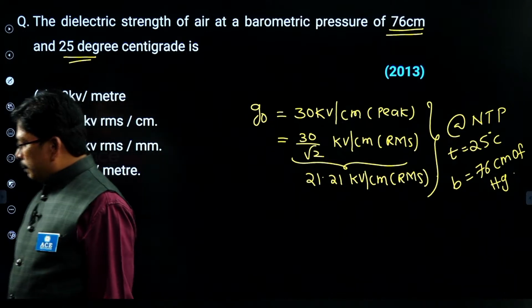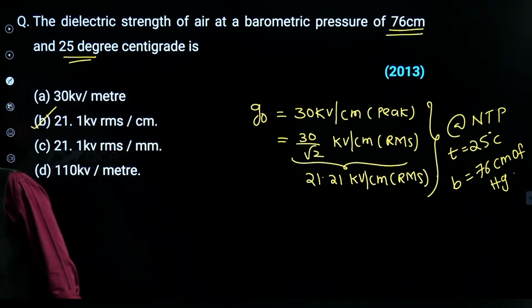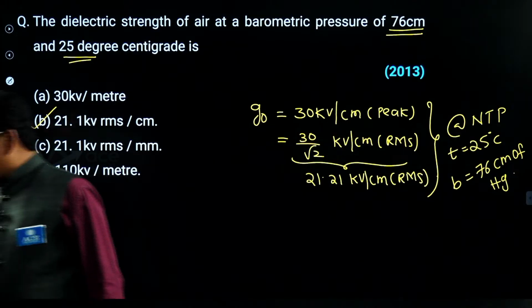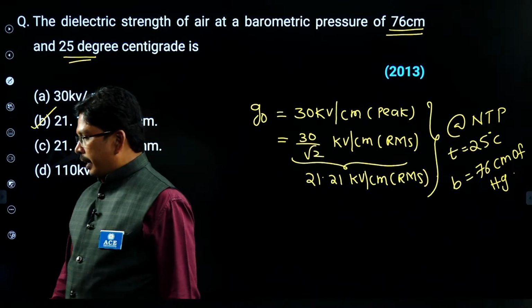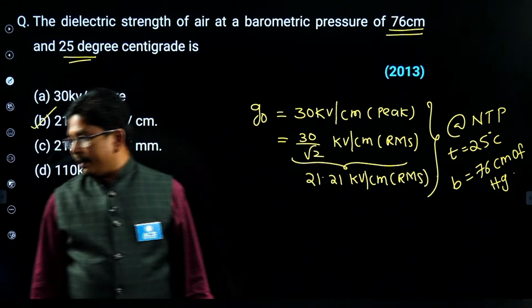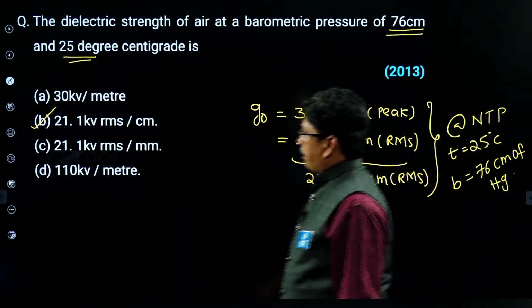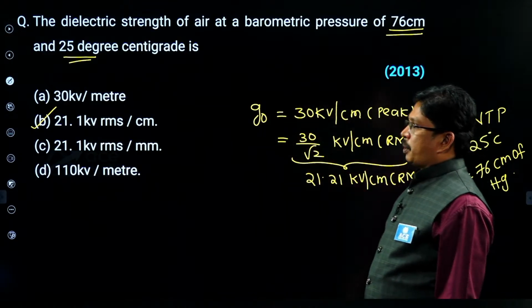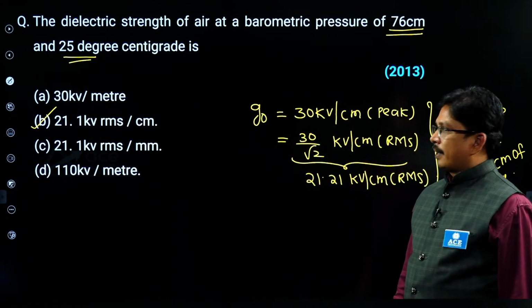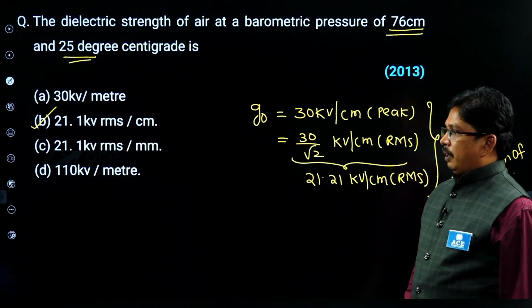Right, it's not kilovolts per meter, Kishore. It will be kilovolts per centimeter. Very good, Viraya. Perfect. 21.21 kilovolts per centimeter. So, based on the value, it is nearly 21.1. We'll go for the next question.